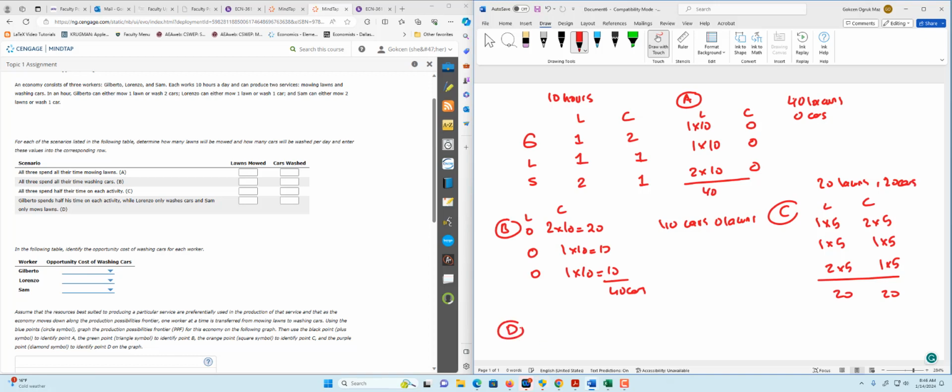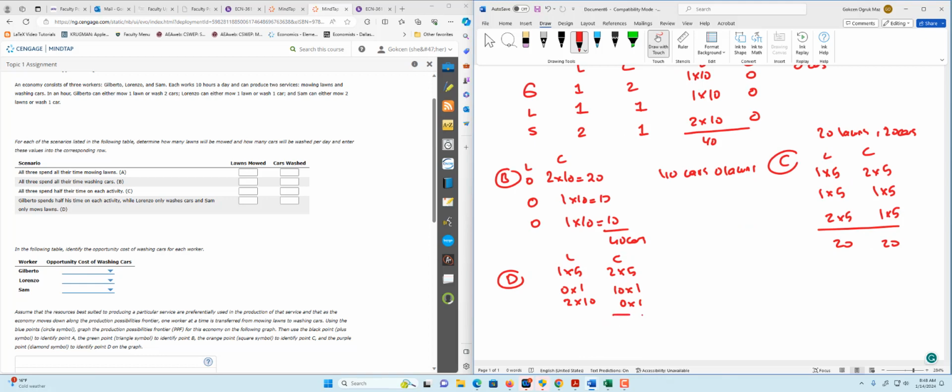Now let's look at point D. For point D, Gilberto spends half time, right? So Gilberto is 1 times 5 for lawns and 2 times 5 for cars. And Lorenzo only washes cars, so that is 0 times 1 for lawns and 10 times 1 for cars. And Sam only mows lawns, so 2 times 10 and 0 times 1. So what do we have here? We have 20 cars and 25 lawns. Okay, so these are the points that we have if we allocate resources differently in this economy.